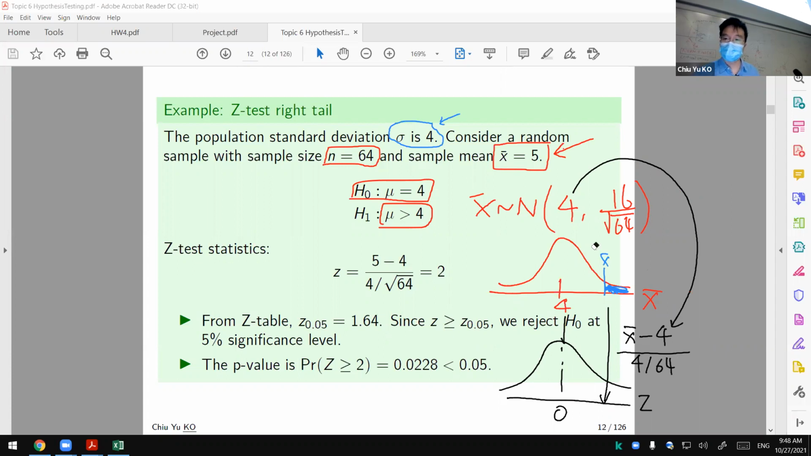Oh, sorry, sorry for that mistake. This is sigma square over n, so it's now sigma over root n. So you convert it. This is what we call the test statistic.